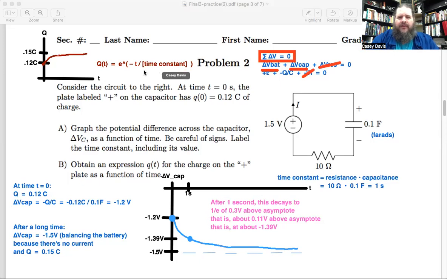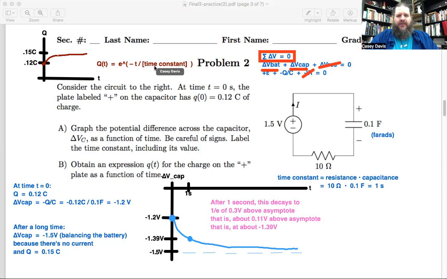The negative sign tells us this is exponential decay. Dividing the time by the time constant scales it to the right rate of decay. It makes it decay in the correct amount of time. So negative t over 1 second should work in terms of getting the right decay rate.